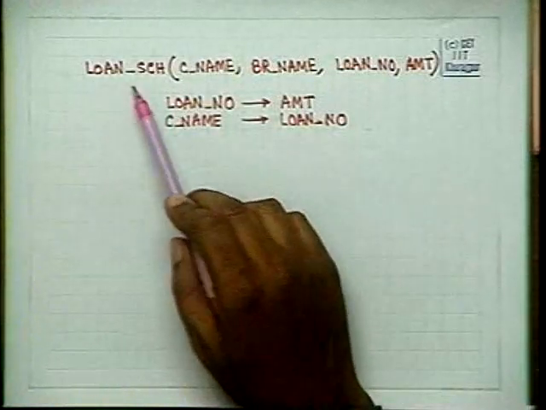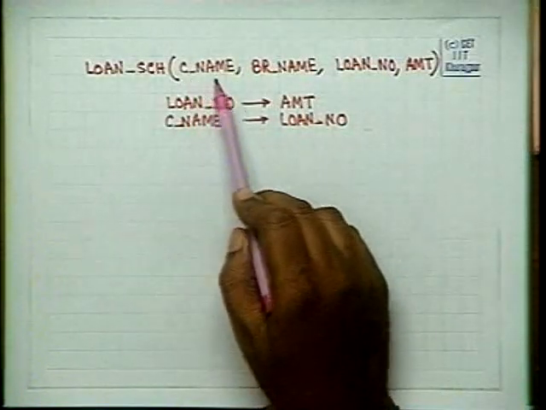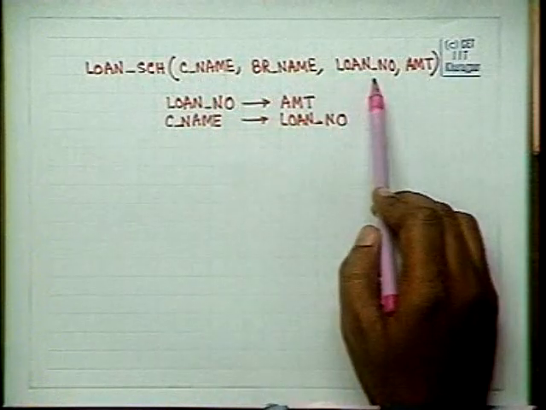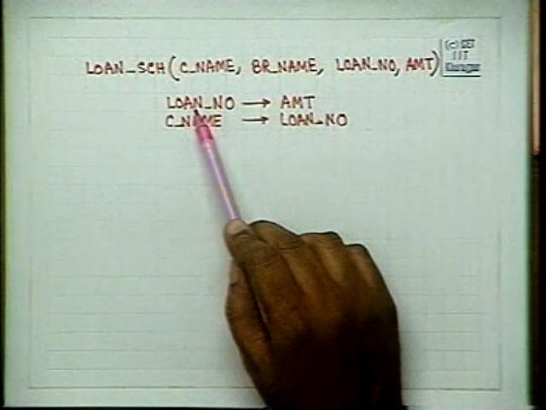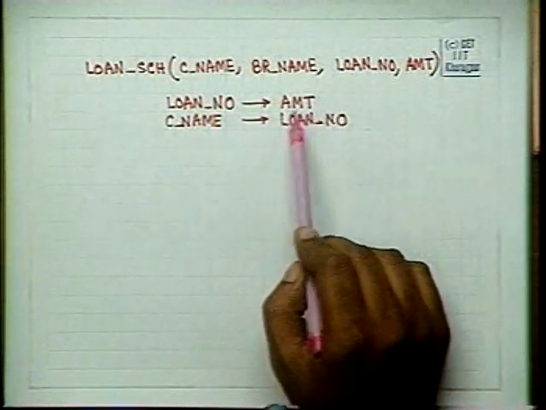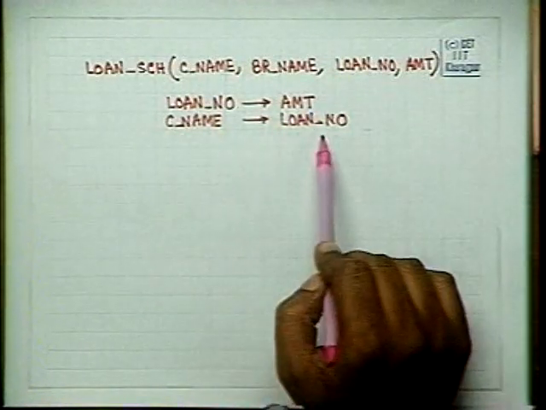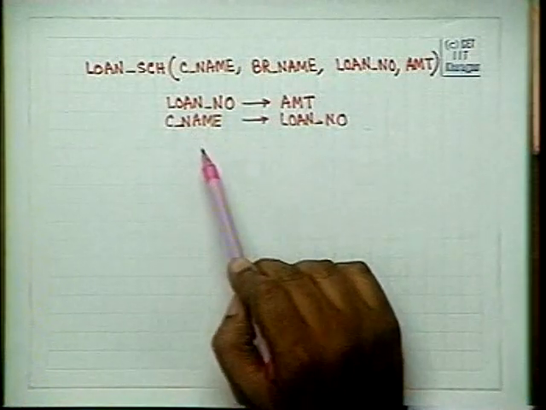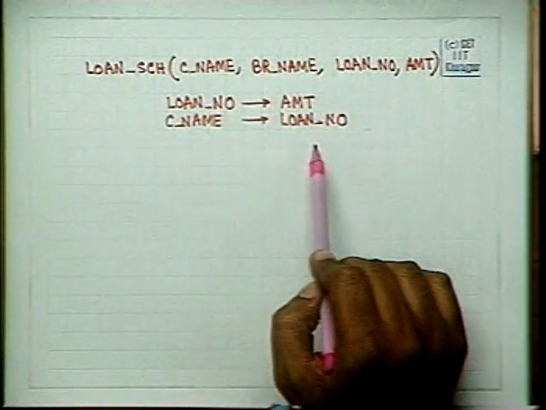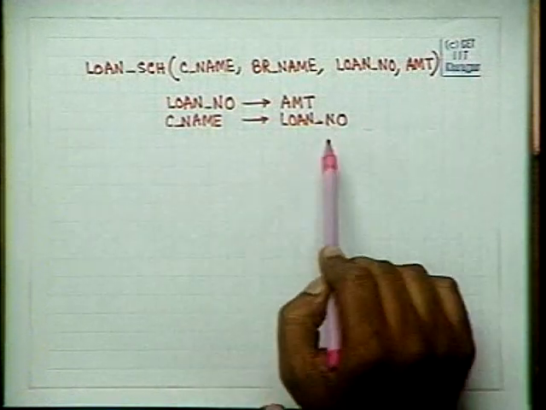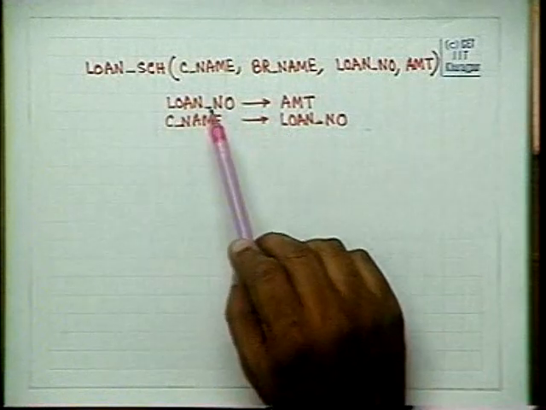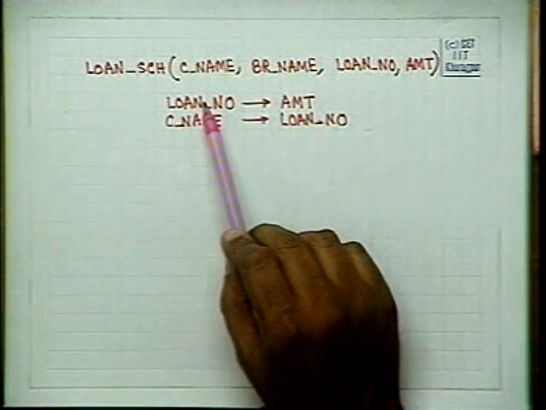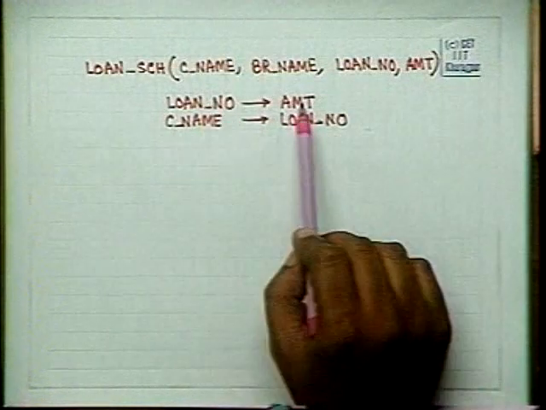This is the other example which we saw yesterday, a loan scheme which has customer name, branch name, loan number and amount. We had two functional dependencies: the loan number fixes the amount, and the customer name fixes the loan number. That is, if the customer name is the same, the loan number must be the same, which implies that a customer can take only one loan, but joint loans can be taken. There is no restriction on taking joint loans. And for any loan number, there is a fixed amount.